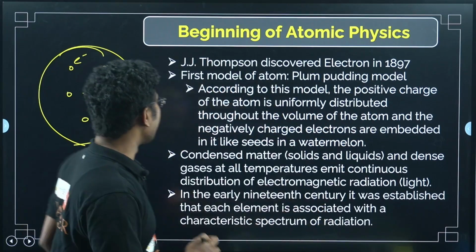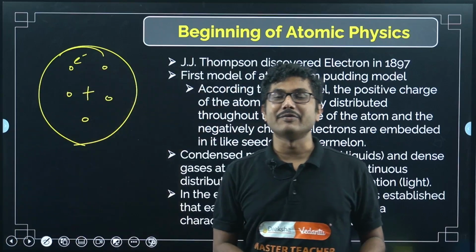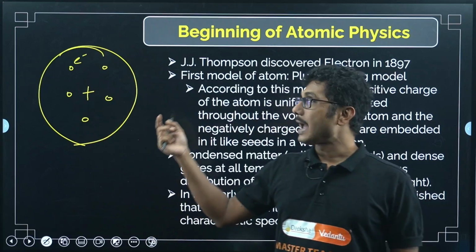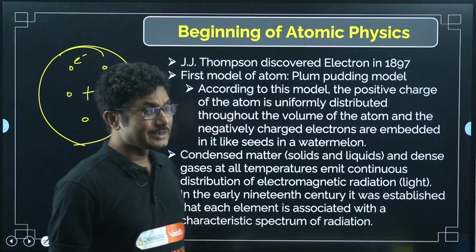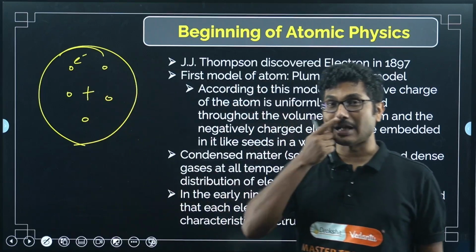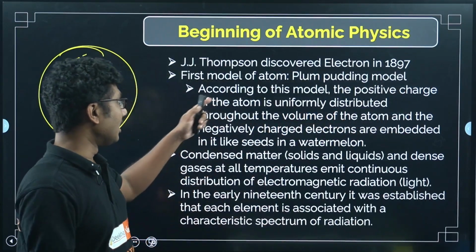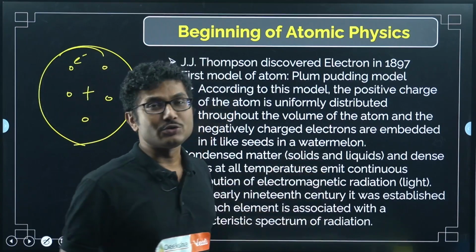So if the plum pudding model is correct, then each and every atom should be the same, and they should not have any characteristic radiation. But since we are observing characteristic radiation, that means this model cannot be correct. So this plum pudding model failed to explain these two points.